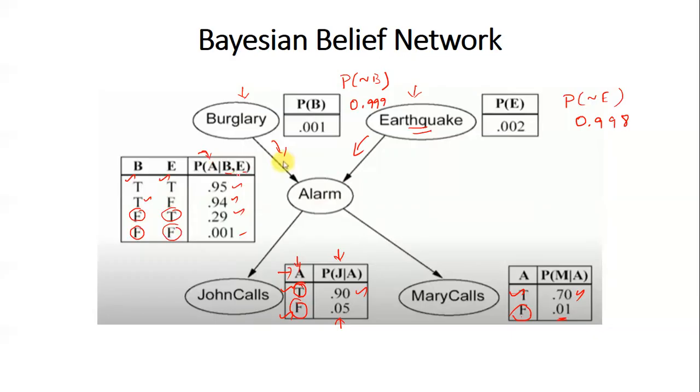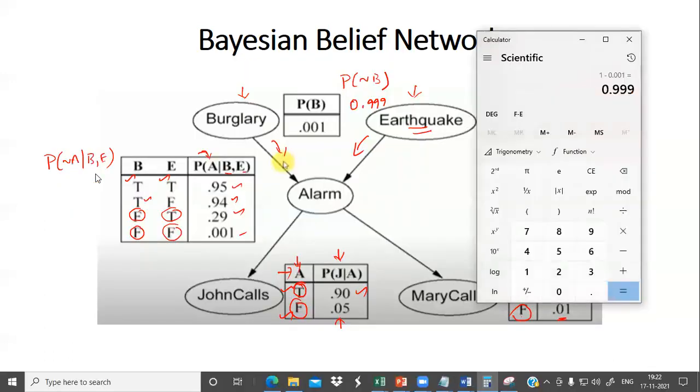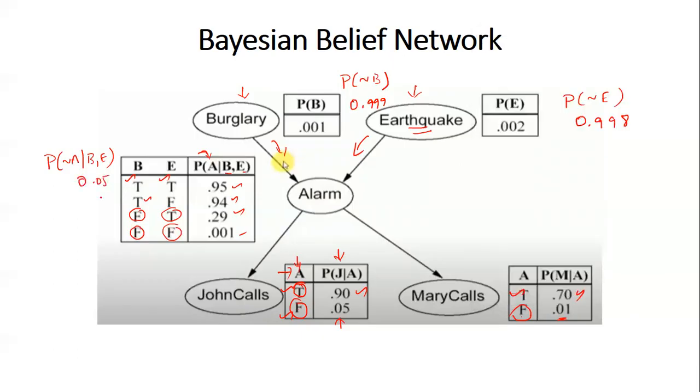Both burglary and earthquake are true. Okay. Now, what is the probability of not having alarm? This is the probability of having alarm when there is both burglary and earthquake. Similarly, what's the probability that alarm does not ring when burglary and earthquake both are true? That is nothing but 1 minus 0.95, which is 0.05.